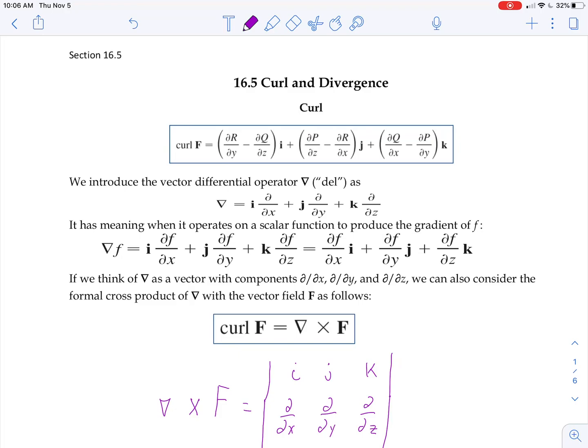And so we're taking the partial derivative with respect to x for the i component, the partial derivative with respect to y for the j component, plus the partial derivative with respect to z for the k component. So we're just taking the partial derivatives of each part of our vector with respect to our variables x, y, and z. It has meaning when it operates on a scalar function to produce the gradient of f.